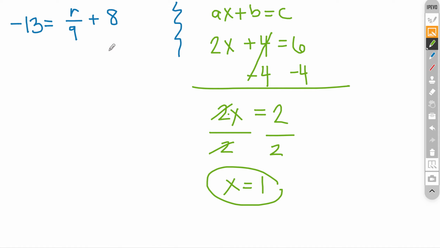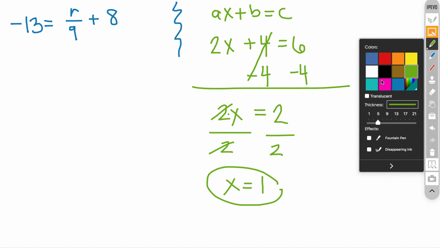The way it's written, it's not as obvious at first sight that these two are in fact written in the same form, that this is the same form as this. And so what I'm going to do first is rewrite it so that it looks like it's in this form.